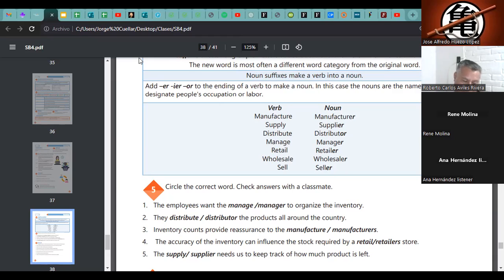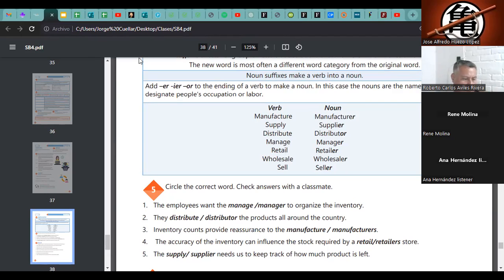Number three, who wants to share number three? Inventory counts provide reassurance to the manufacturers. Perfect. Inventory counts provide reassurance to the manufacturers. And number four. The accuracy of the inventory can influence the stock required by retail. Okay. So the accuracy of the inventory can influence the stock required by a retail store. Very good.